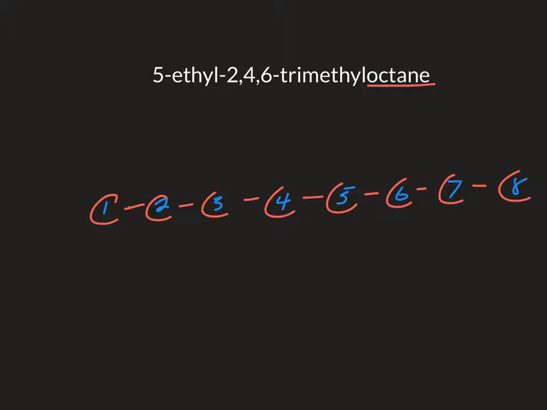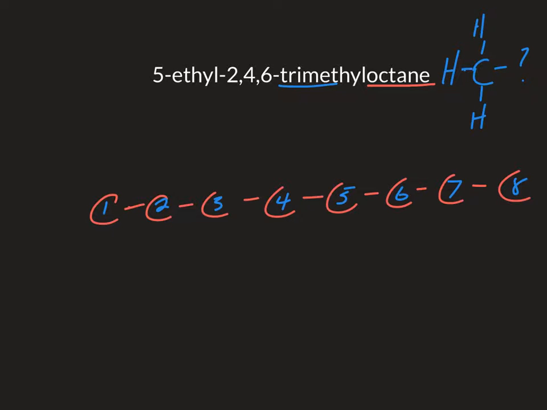Then I'm going to go trimethyl. Trimethyl means that we have 3 methyl groups. So a methyl group, I'm just going to write one up here. A methyl group is a carbon connected to something, and it's also connected to a hydrogen, a hydrogen, and another hydrogen. So the thing it's connected to is this long chain.